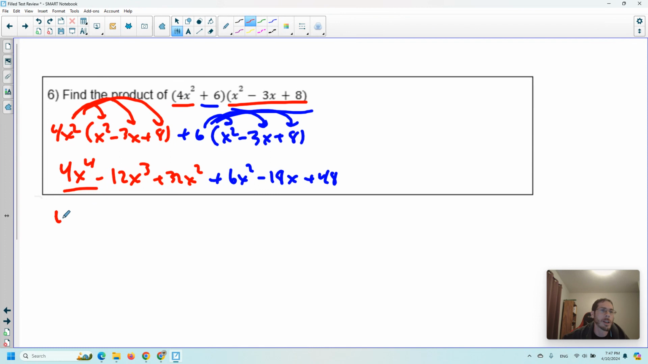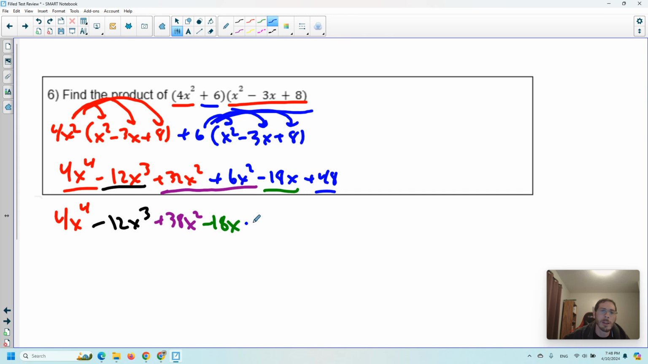I can see I only have one x to the fourth, so only one term with x to the fourth. So it's actually 4x to the fourth. My x cubes, well, I only got one of those, so minus 12x cubed. These two, though, are both x squareds. So 32 plus 6 is 38x squared. Minus 18x, we can see we're just kind of cleaning up here. And then plus 48, those aren't going to combine because they have different numbers of x's for their exponents.